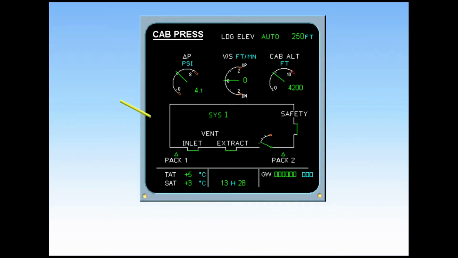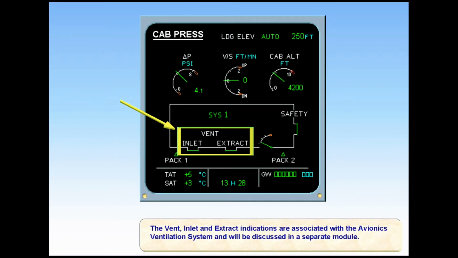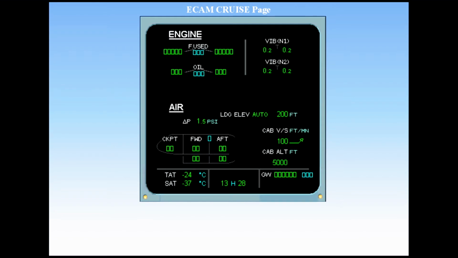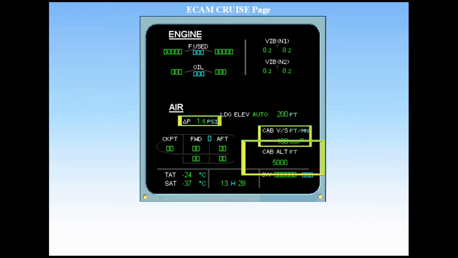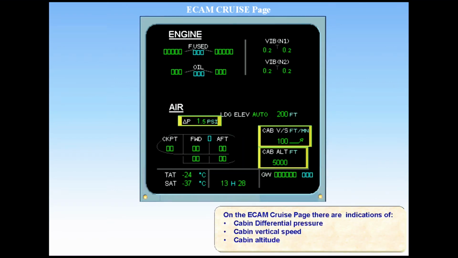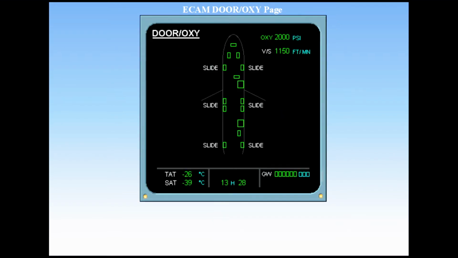The vent, inlet, and extract indications are associated with the avionics ventilation system and will be discussed in a separate module. On the ECAM Cruise page, there are indications of cabin differential pressure, cabin vertical speed, and cabin altitude. There is also an indication of cabin vertical speed on the ECAM door page. Note that this indication is only displayed when the aircraft is airborne.